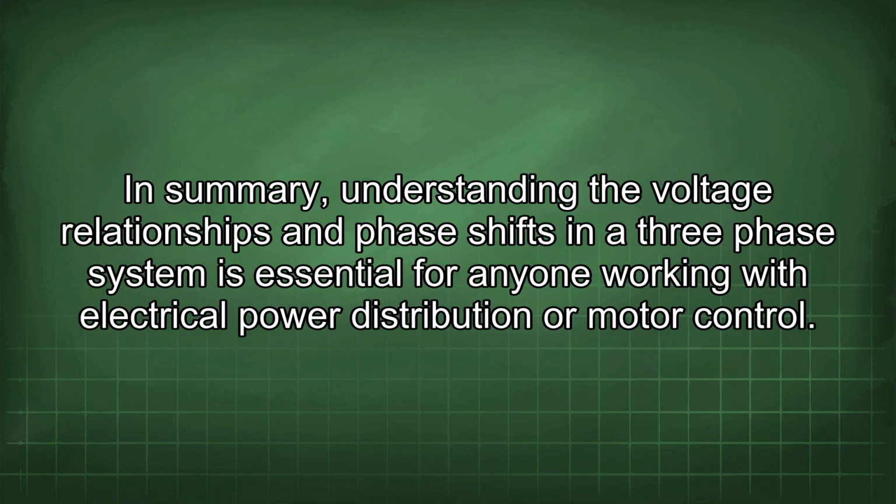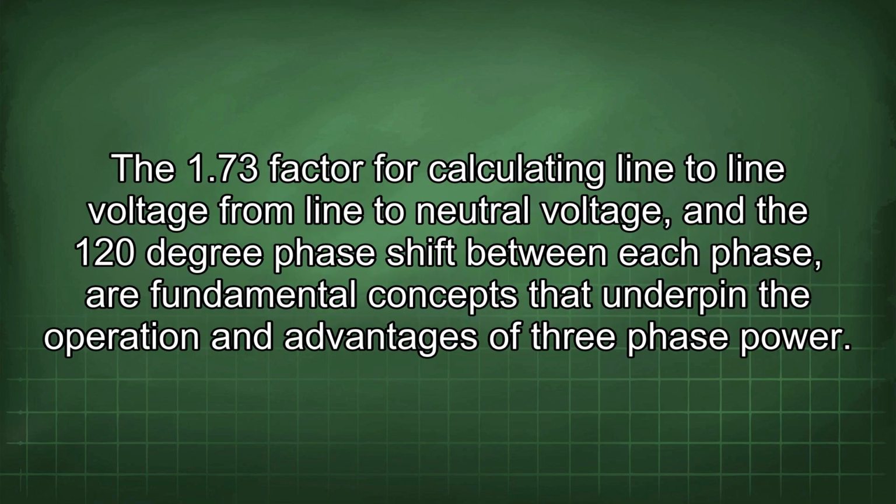In summary, understanding the voltage relationships and phase shifts in a three-phase system is essential for anyone working with electrical power distribution or motor control. The 1.73 factor for calculating line-to-line voltage from line-to-neutral voltage, and the 120-degree phase shift between each phase are fundamental concepts that underpin the operation and advantages of three-phase power.